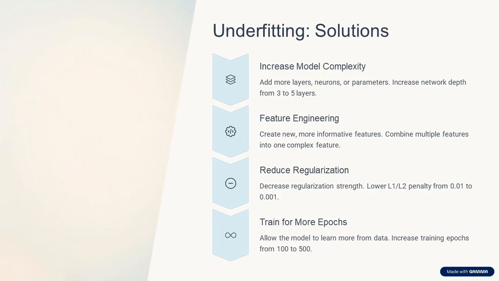Reduce regularization. Decrease regularization strength. Lower L1 L2 penalty from 0.01 to 0.001. Last one, training for more epochs. Allow the model to learn more from data. Increase training epochs from 100 to 500. But also remember the early stopping I have told you before.